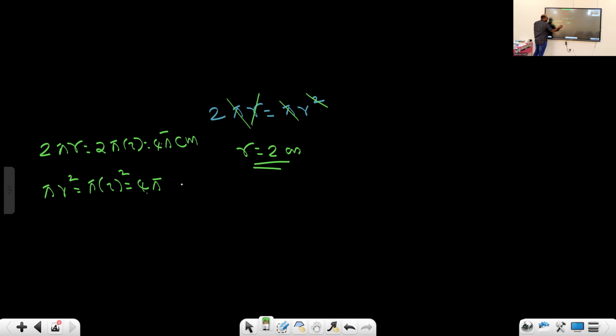Here centimeter, and for area, centimeter square. That is the only difference, and that is what they are asking. Numerically equal means the values are equal, but the units are not. One is square unit, one is single unit. That's the answer. r equal to 2 centimeter.